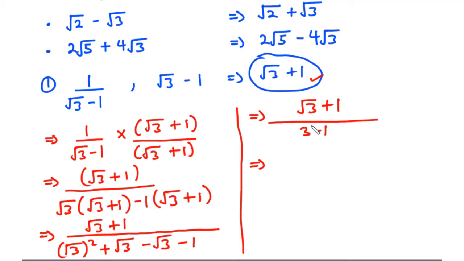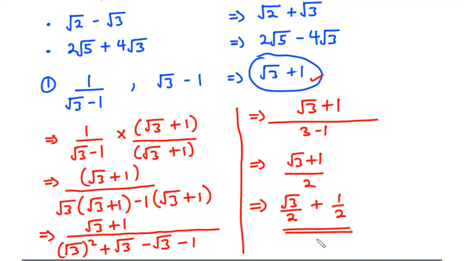Okay, so the square root of 3 plus 1 divided by 3 minus 1 is 2. So we have 2. So we can split this to have the square root of 3 divided by 2 plus 1 over 2. So this is the final answer. Now let's solve the second question.